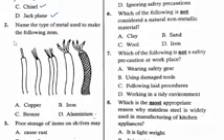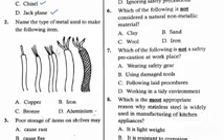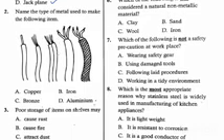Let's continue to question number 2. Name the type of metal used to make the following item. So here we have several items. These items are wires. So which metal is used to make these wires? Is it A, copper, B, iron, C, bronze, D, aluminium? Which one do you think is used to make these wires?